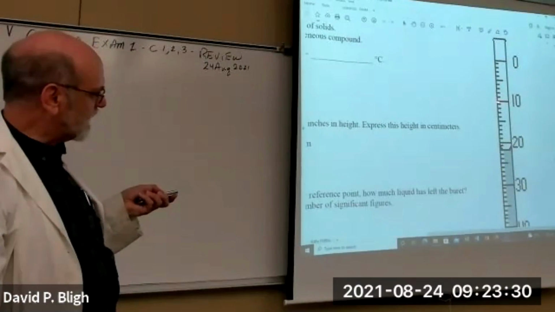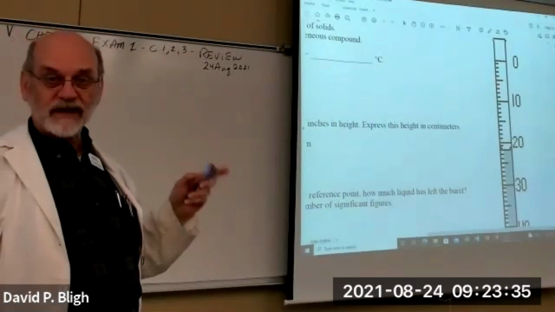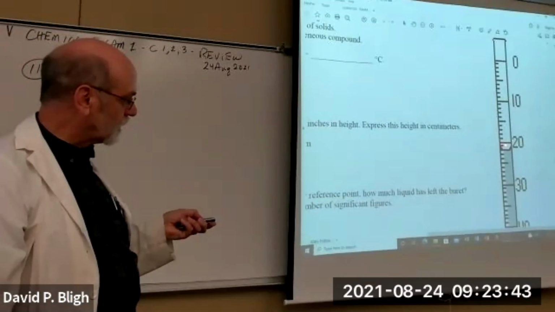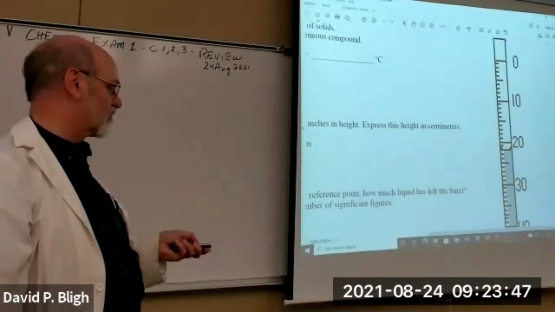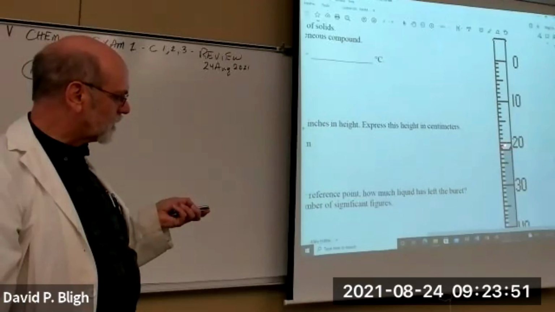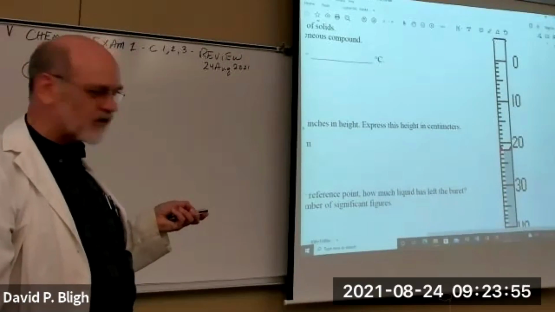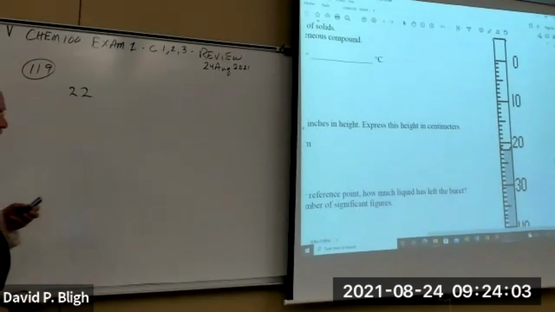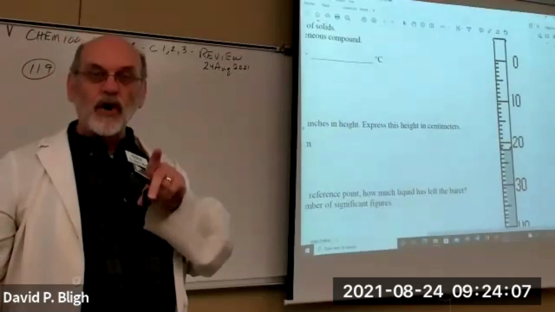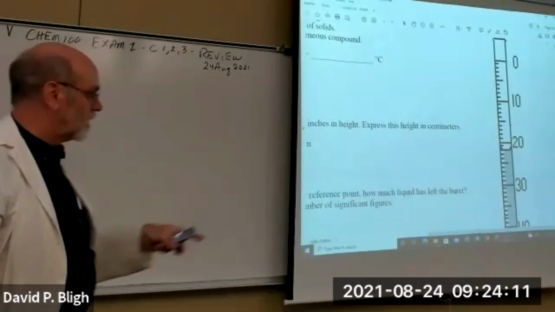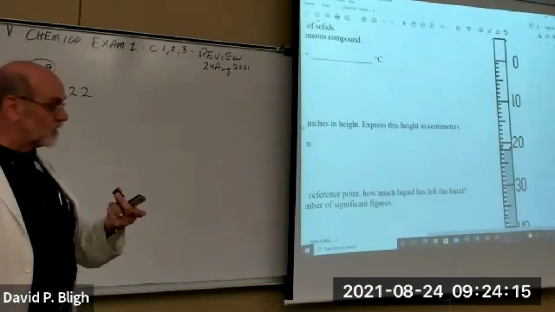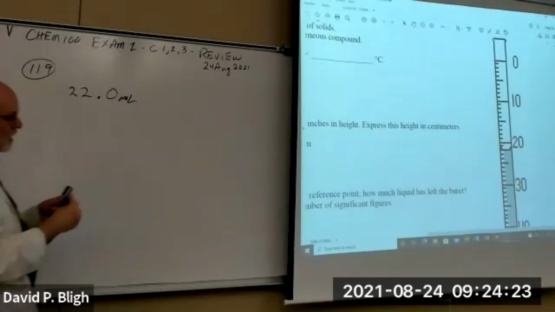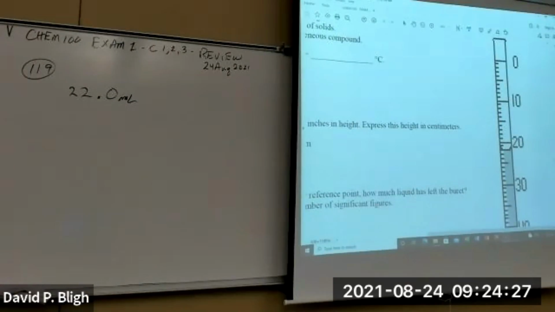So there's 0, 10. That means each one of these is a unit of 1 milliliter, right? 1, 2, 3, 4, 5, 6, 7, 8, 9, 10. So we go down to 20, and this is 21, and that's 22. So I'm thinking it's sitting between 1 and 3, but it's right on the 22 mark. Right? So there's a mark for the ones position. That means we estimate the next one. So if I think it's sitting right on that 2, then I estimate the next one as 0. So now I've got to scroll back over for the answer.